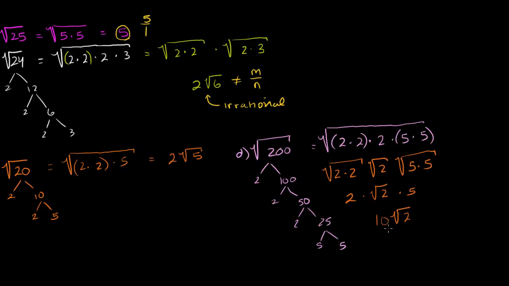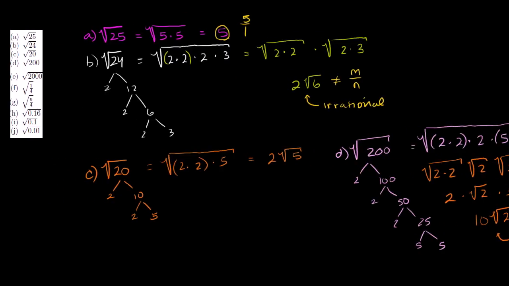10 square roots of 2. And once again, this is irrational. You can't express it as a fraction with an integer in the numerator and the denominator. And if you were to actually try to express this number, it will just keep going on and on and on and never repeating. Let's do part E, square root of 2,000.